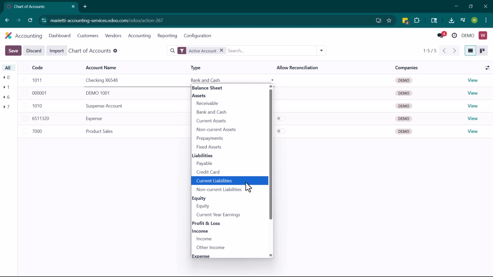So a current liability might be like a short-term bridge loan. Maybe we get a 90-day loan or something along those lines. It could be taxes that we owe that we haven't paid yet. Non-current liabilities, on the other hand, are going to be things like we took out a loan to purchase a vehicle and it's a 5 or 6 year loan. We have a 30-year mortgage on a property, that kind of thing.